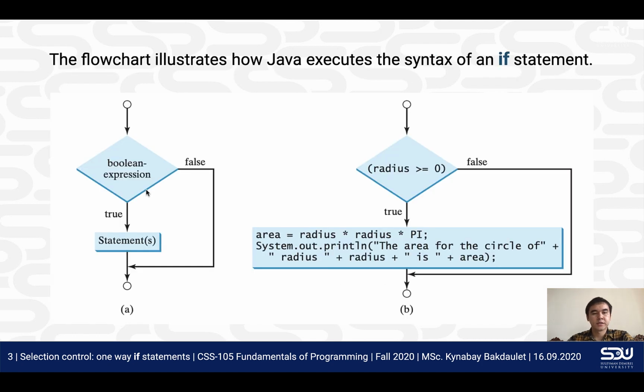In the next slide, we see the flowchart of the if statement. As you see, the program starts here, and this is the Boolean expression. If this Boolean expression is true, the statement will be done. And if this Boolean expression is false, the statement will be skipped by the program. Let us see this in an example.